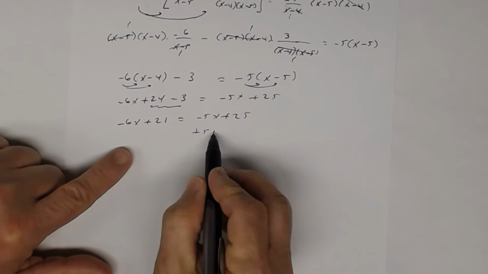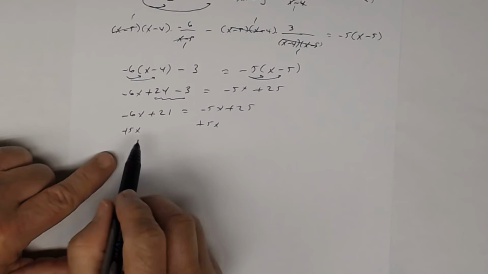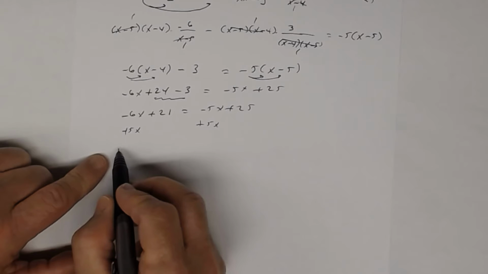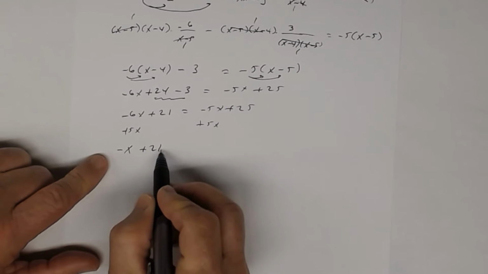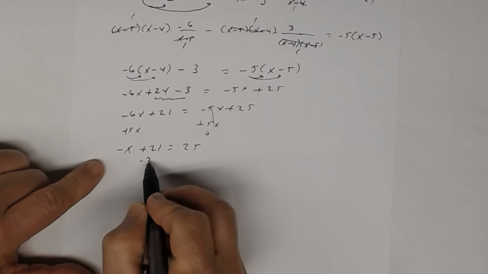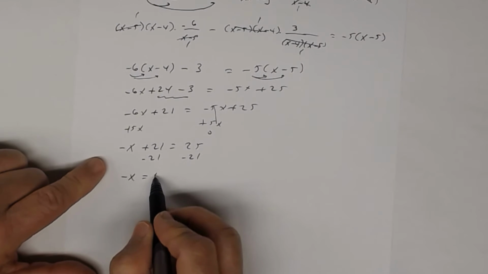So I'm going to add 5x to both sides. When I do that, negative 6x plus 5x is a negative x plus 21 equal, this is 0, and you get 25. Subtracting 21 from both sides, I get negative x equals 4.